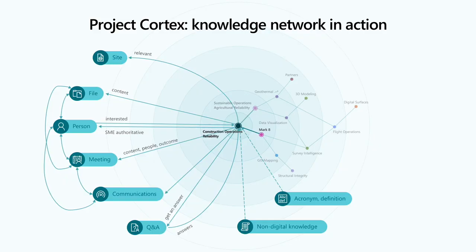Project Cortex uses AI to Microsoft Graph data in your organization to automate content capture and categorization. Cortex then organizes the content and expertise across your teams and systems of record into related topics such as projects, and then creates a knowledge network just for you and your organization. Okay, so let's see what Project Cortex makes possible.